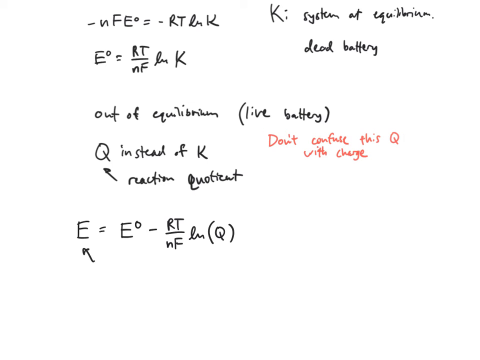and then this reaction quotient gets put in there like that. And this E right here represents the voltage induced by the electrochemical cell. And this is called the Nernst equation, and we're going to use it a lot for the remainder of the chapter.